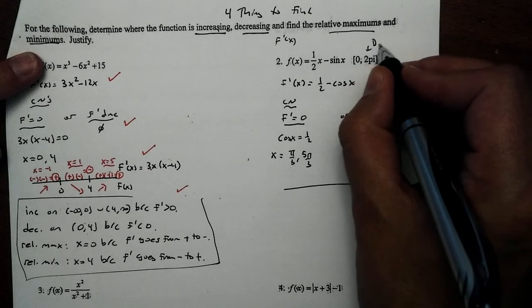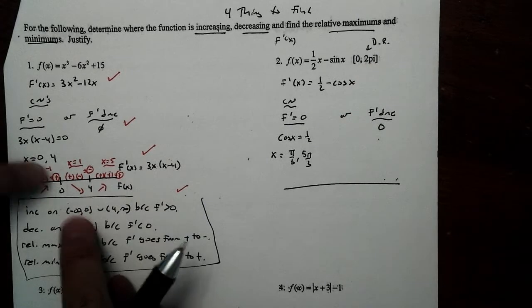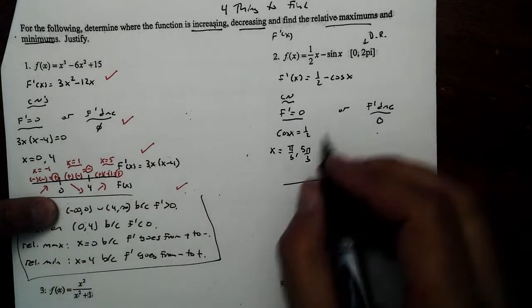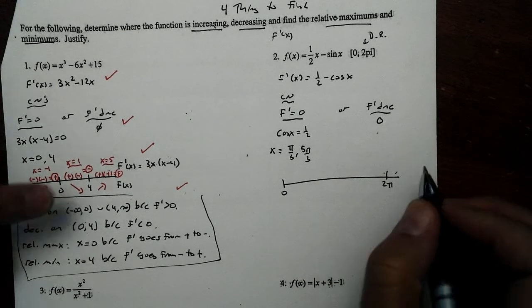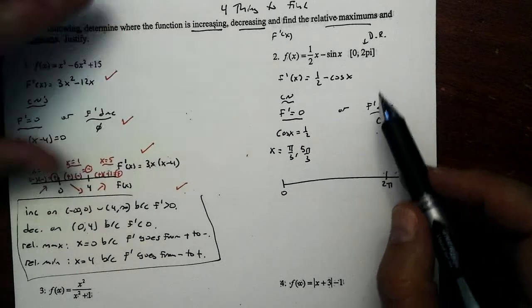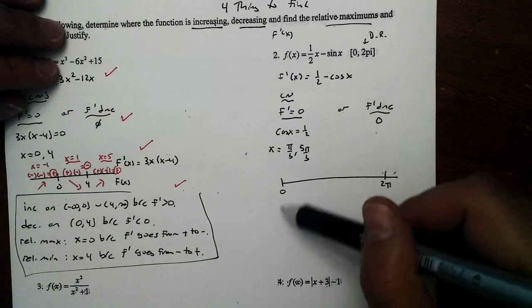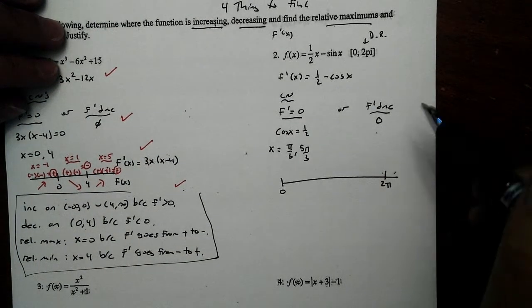When we do our sign chart, just like we did in the first one, this time we do have a domain restriction. Over here we did not. That's where we got negative infinity. But over here we're starting at 0 and we're ending at 2 pi. Pretty much anytime we have a trig function, there'll be a domain restriction, because remember, trig functions just go up and down forever and ever.